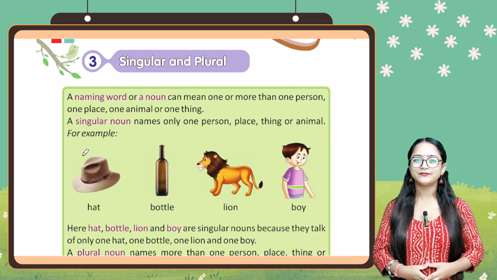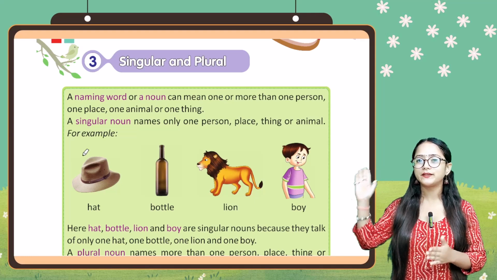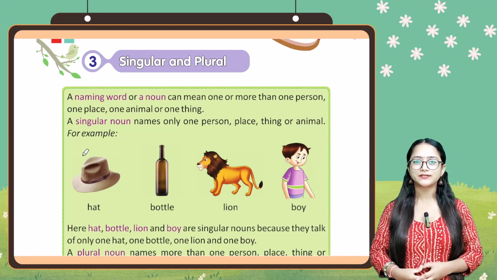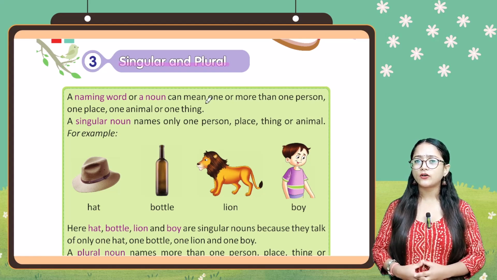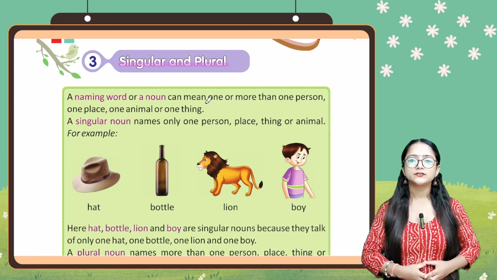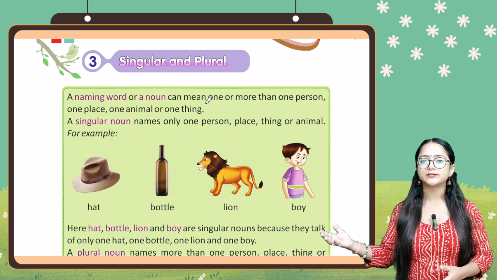I hope you are all fit and fine, and I hope you have done the exercises of the previous chapter. So now let's move into the new chapter, chapter 3, singular and plural. We have already done one and many. So one represents a singular and many represents a plural.